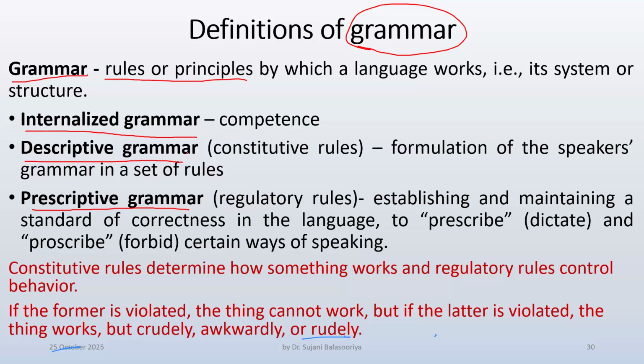Earlier I introduced the term to you, grammatical competence. Can you remember? What do you mean by grammatical competence, or internalized grammar? That means whatever knowledge a person has in his mind regarding the pattern or system or structure of a language is the competence or internalized grammar. In simple words, we say knowledge of grammar, right? Knowledge of grammar.